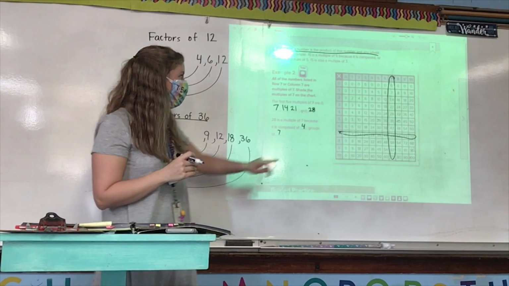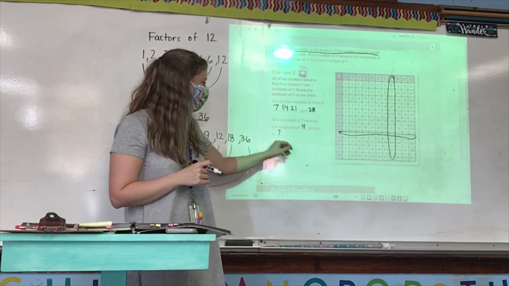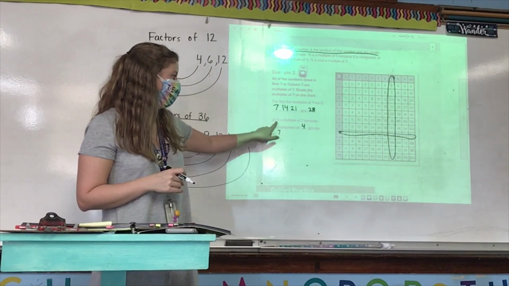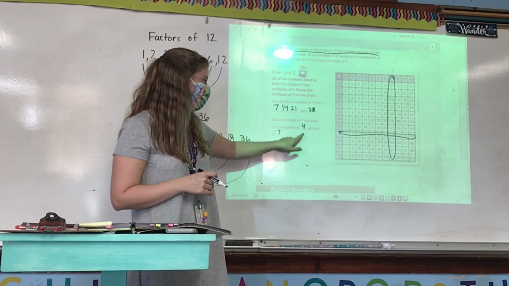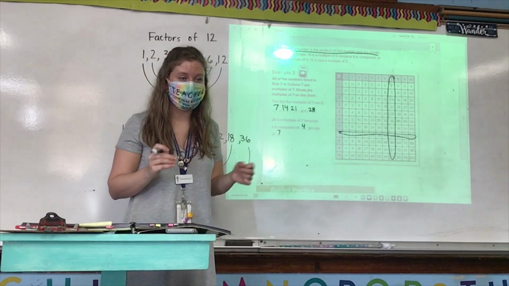28 is a multiple of 7 because it is composed of 4 groups of 7. We could also say 28 is a multiple of 7 because it's composed of 7 groups of 4.